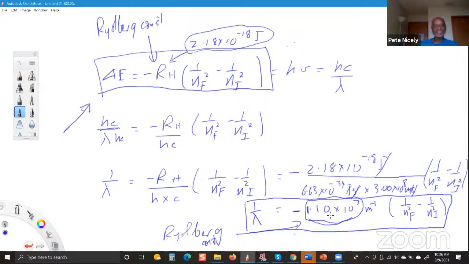Now, I will say this. If you want to find the energy change for a particular transition in a Bohr atom, then I would use this equation right here. But if you want to find the wavelength for an energy change, then I would use this equation right here, all right? So which equation you use depends on what you're trying to find. If you want to find delta E, then you use this equation. If you want to find lambda, then you would use that equation, all right?